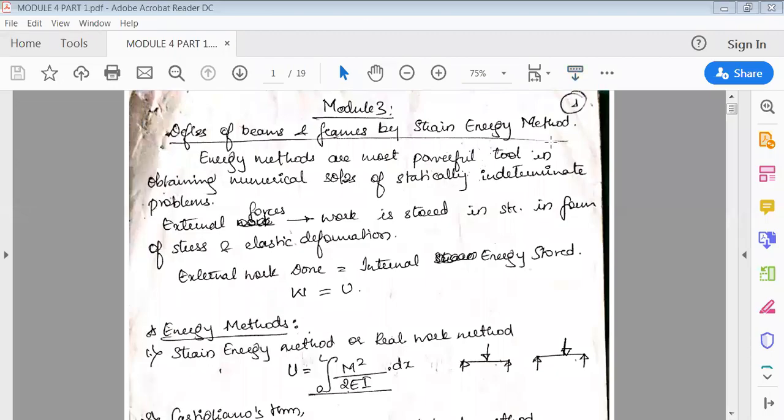Hello everyone. So let us start with the last module, that is finding the deflection of beams and frames by strain energy method. We have already studied the deflection of beams and frames by moment area method and conjugate beam method. Now those are the primitive methods. The new methods are called the strain energy method, or they are also called energy principles.